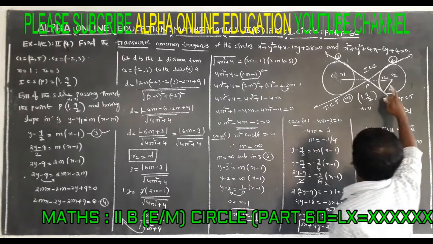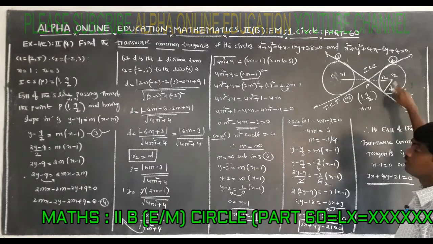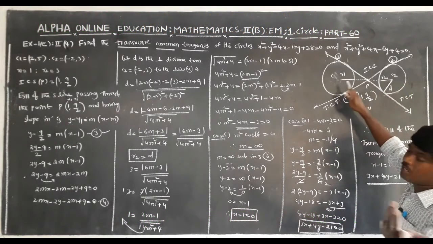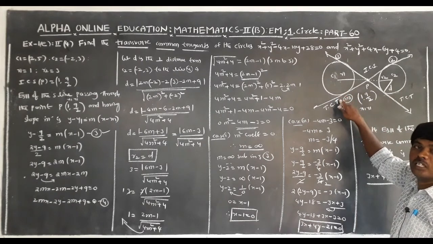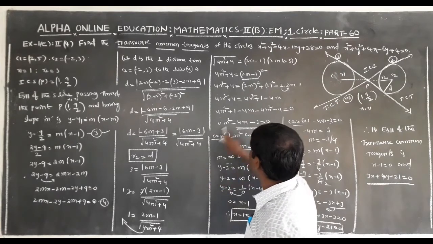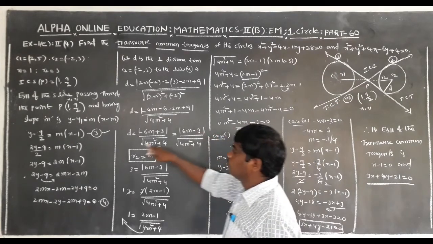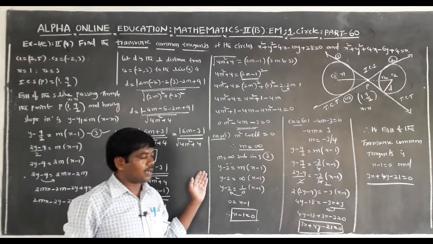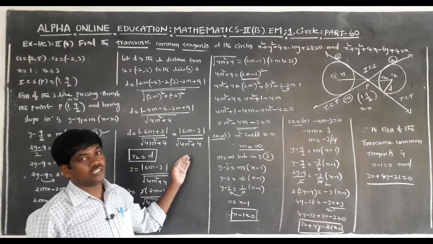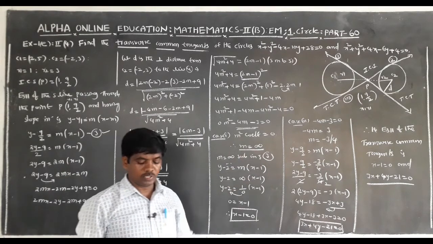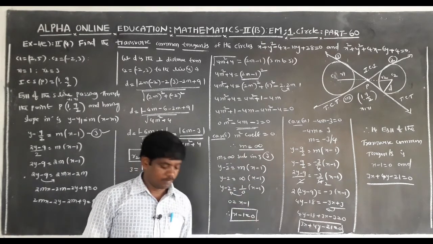Here the line touches the circle, then r is equal to d. R2 is equal to d or R1 is equal to d. By any process, find the value of m and substitute the m value in equation number 3. This is the process for finding the equation of the transverse common tangents of the circles. Most important problem, very important problem.